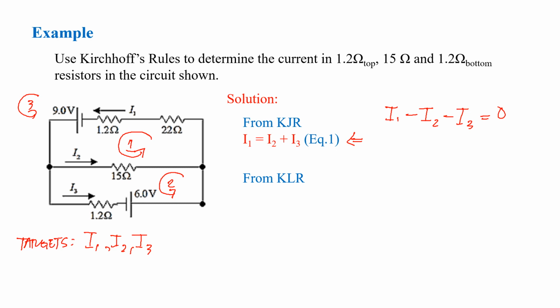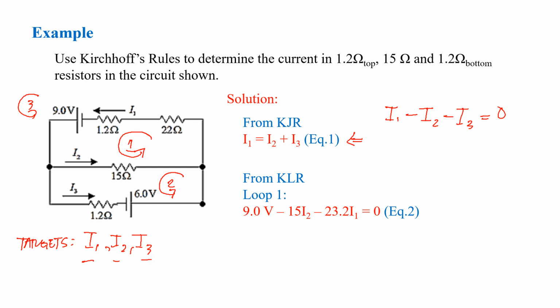But here, we have 3 unknowns, I1, I2, and I3. And according to algebra, if you have 3 unknowns, you need 3 equations to solve for your 3 unknowns. If you have 4 unknowns, you need 4 equations. If you have 5 unknowns, you need 5 equations, so on and so forth. Since we only have here 3 unknowns, we only need 3 equations, and I already have equation 1. So I need just 2 more equations, and I'm going to get these equations from your loop 1 and loop 2. Okay, and from Kirchhoff's loop rule, you have your loop 1.